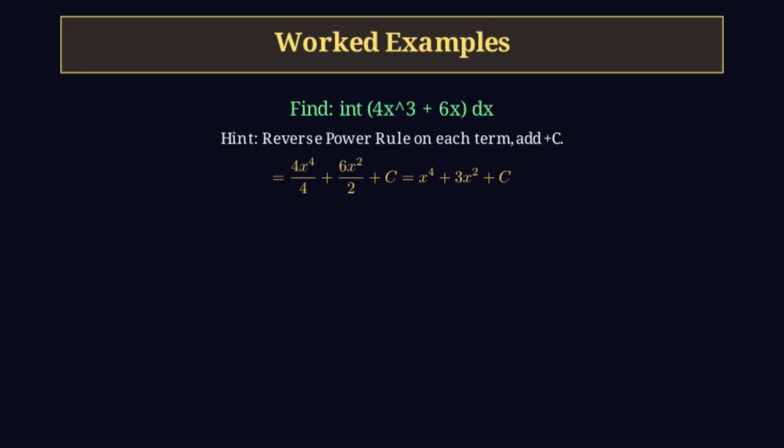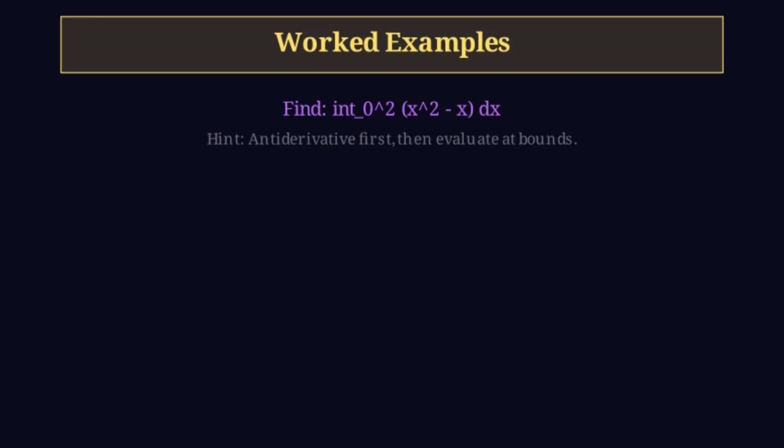3 formulas to memorize and never forget. The definition of the derivative. F prime of x equals the limit as h goes to 0 of f of x plus h minus f of x over h. The power rule. d over dx of x to the n equals n times x to the n minus 1. And the fundamental theorem. The integral from a to b of f of x dx equals F of b minus F of a.